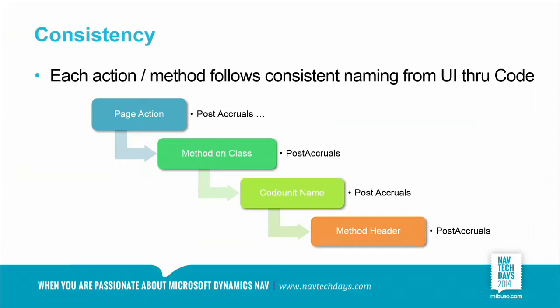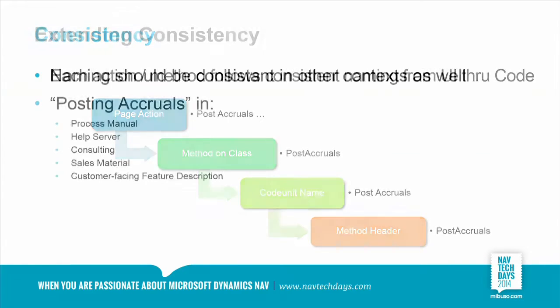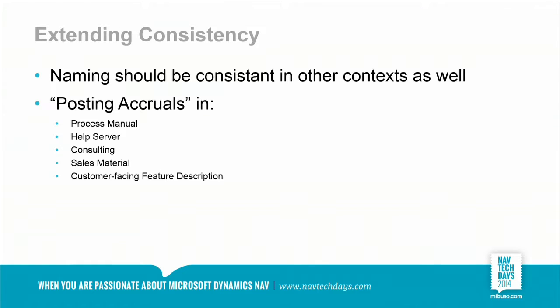Development, I need to warn you, becomes boring, but it also becomes very transparent. And this transparency, you should really take a step further. The naming should be consistent in other contexts as well. Posting accruals should be what a chapter in your process manual says. It should be on the help server. Consultants should talk about that. Salespersons and the sales material should sell the functionality as posting accruals. And a customer-facing feature description should also say posting accruals.